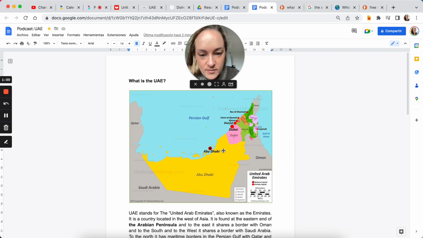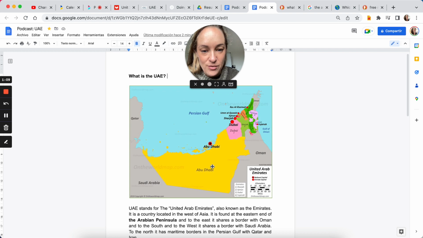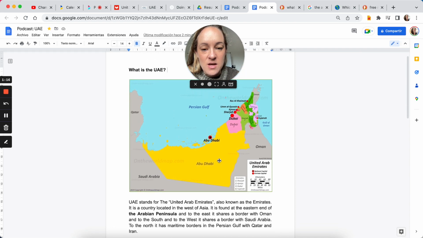So the United Arab Emirates is made up of 7 different areas. This is one here, Abu Dhabi. You can see on the map, it's the largest part of the Emirates. And it's also the national capital of the UAE. That's Abu Dhabi.